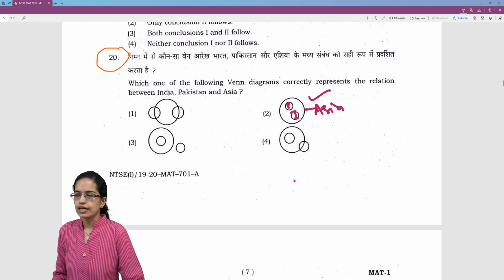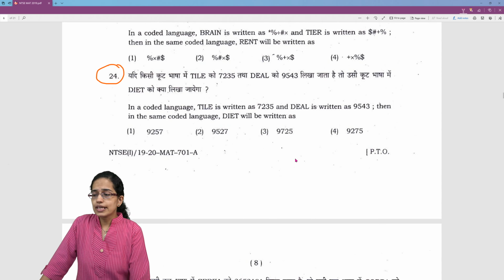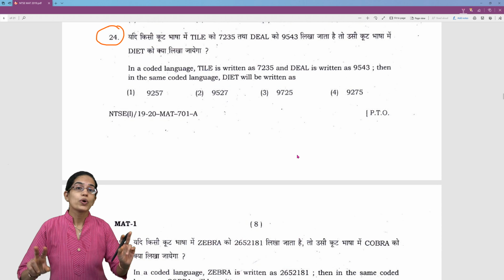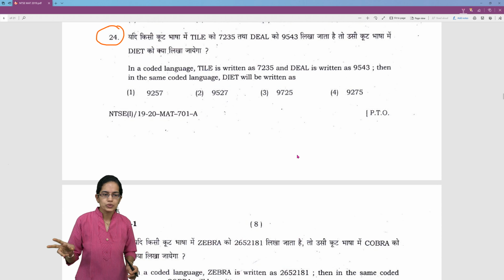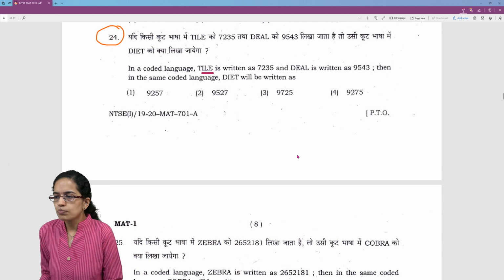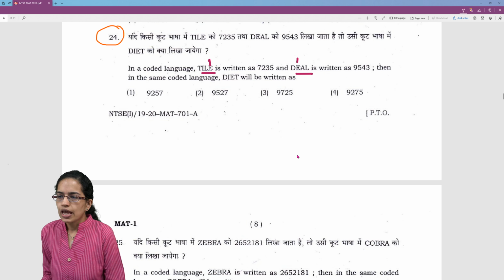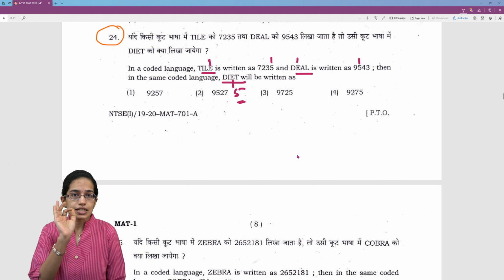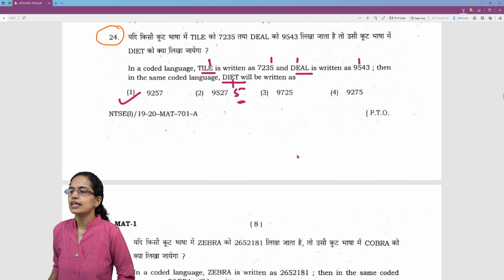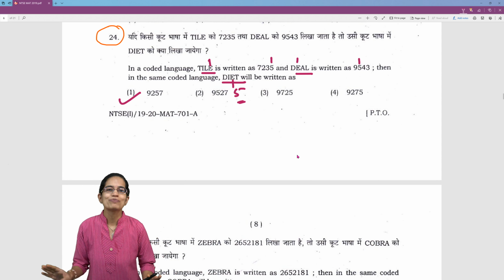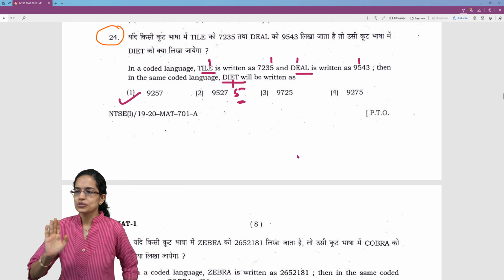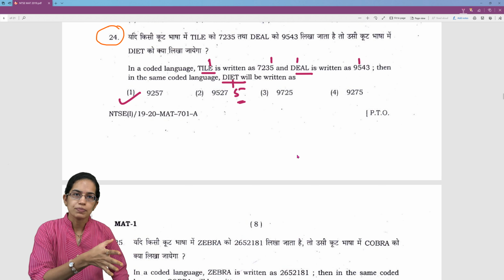Now the next kind of question is the coding decoding problem. We have 2 names, tile and deal. In both of these letters we have E that is given, and E represents 5. So in the word diet, E is given, so E would represent 5. With just this single information, I can say 1 is the right option because no other option has 5 on 3rd place.